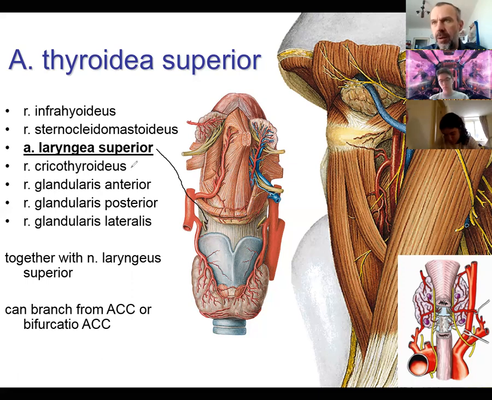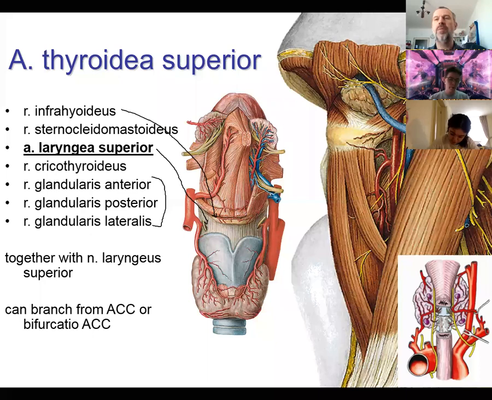Then we have the cricothyroid branch. The infrahyoid branch is here. The cricothyroid branch is not visible here. And then we finally have three branches to the thyroid gland: anterior, posterior, and lateral, which is important for operations. So it's important that it descends with the superior laryngeal nerve.